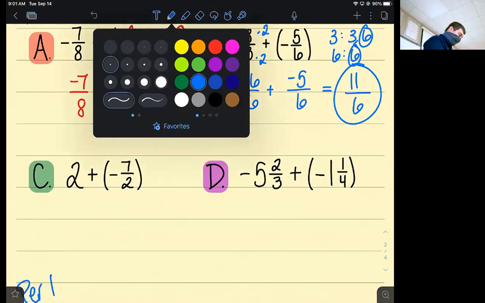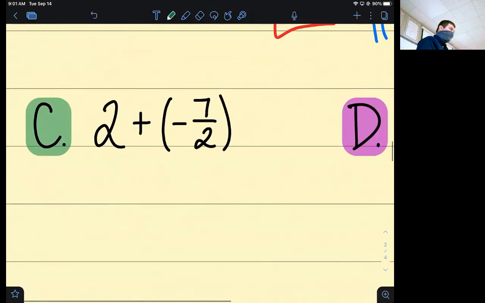Example C. How do I turn 2 into a fraction, Thomas? That's right. Put it over 1. Turn any whole number or integer into a fraction simply by putting it over 1, because we know 2 divided by 1 is still 2. I haven't changed it.